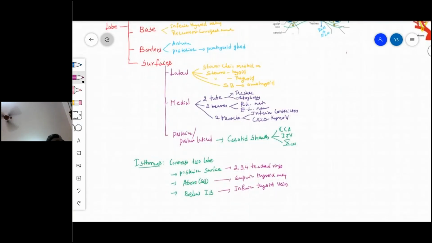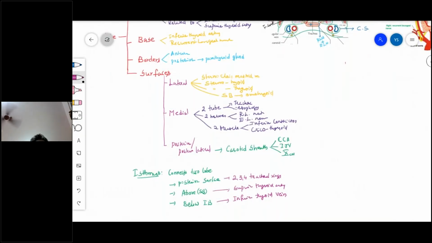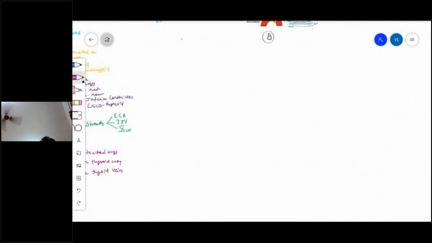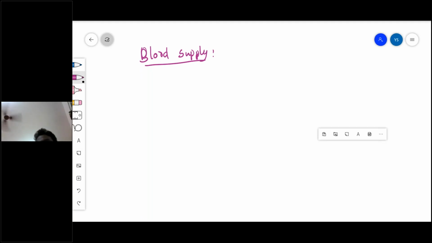Now we come to the blood supply, nerve supply, and lymphatic drainage. First, the blood supply. One by one, we see the arterial supply and venous drainage.